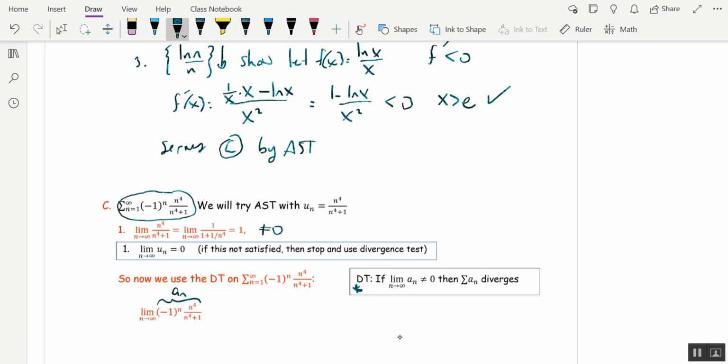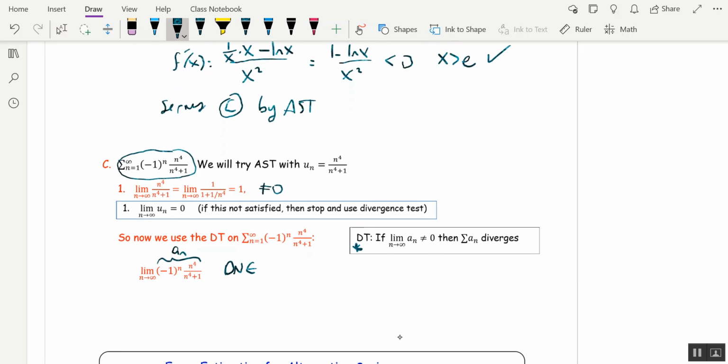I'm going to take the limit as n goes to infinity of my a_n's. Now this limit does not exist. And the reason is, without the negative 1 to the n there, the limit is 1. So with the negative 1 to the n, what's happening is the terms are going plus 1, minus 1, plus 1, minus 1. They're bopping back and forth between 1 and negative 1. Well, that limit certainly doesn't exist. So my series diverges by the DT.